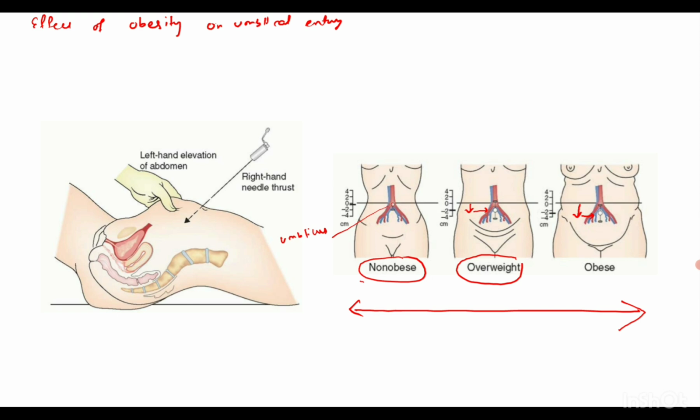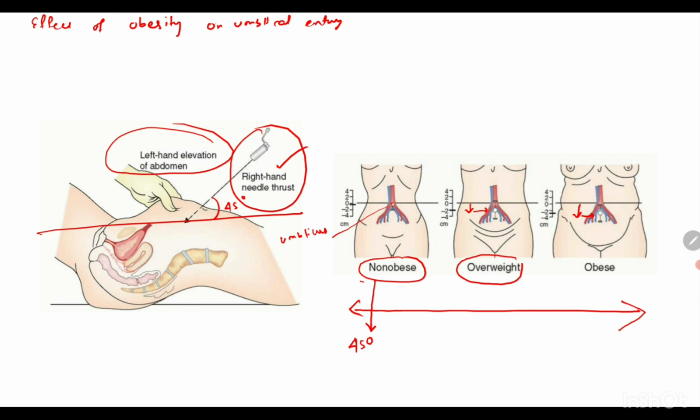Actually in non-obese patients, the angle of entry is 45 degrees, because if you go directly 90 degrees at the level of umbilicus, you can injure the vessel. So you have to go at a 45 degree angulation. This is the angle with the horizontal. The right hand gives the needle thrust, and with your left hand you elevate the abdomen. In non-obese patients, you give a 45 degree angle to avoid great vessels.